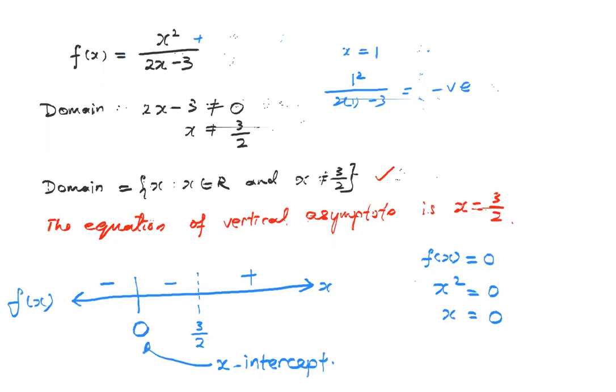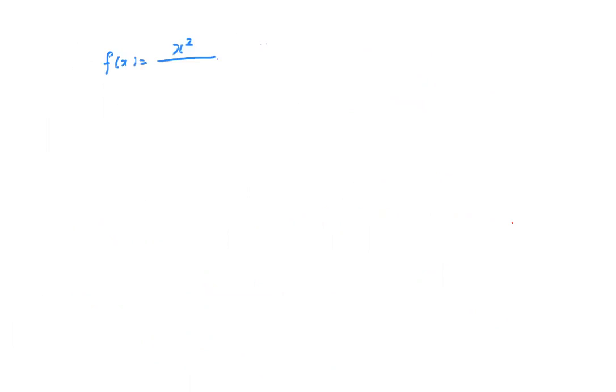Oh, so it's x squared. The function is f(x) equal to x squared, the whole thing over 2x minus 3. Yes, it's the same as this one. But question number C says find f prime x. Okay, f prime x, then you have to use quotient rule. Do you know you have to use quotient rule?